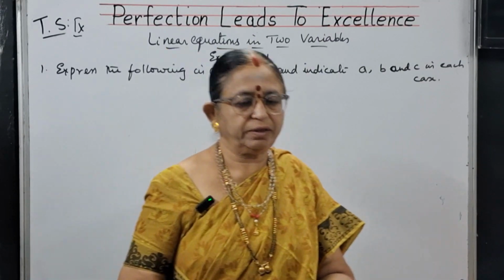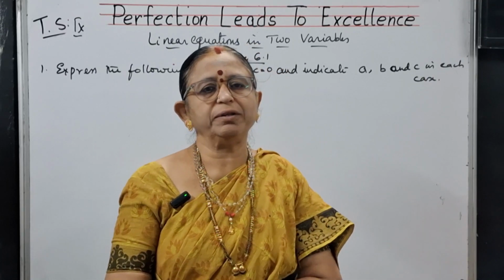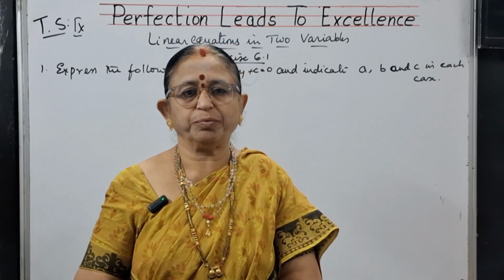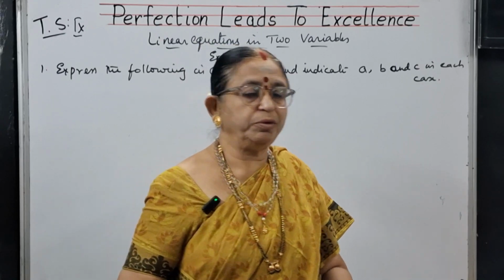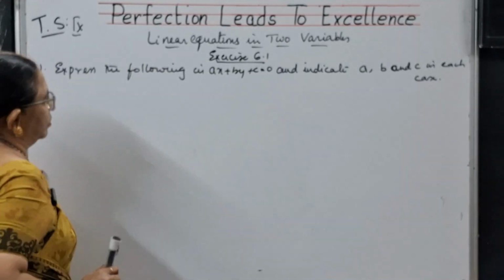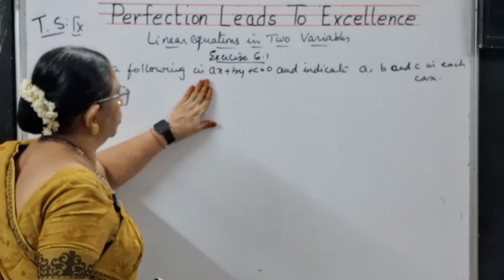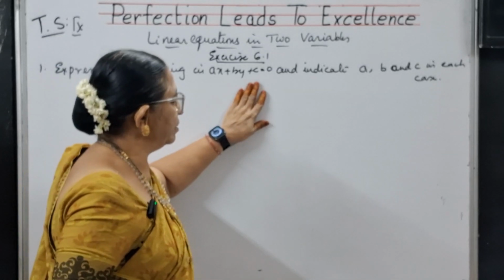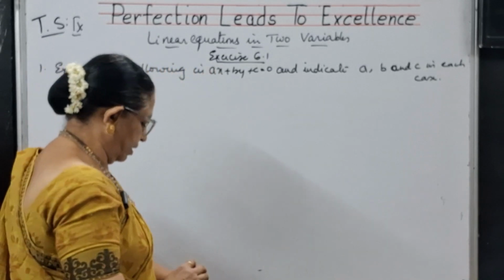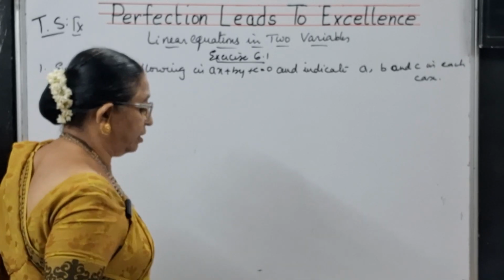Now I am dealing with ninth class maths linear equations in two variables. In the previous class I gave you the introduction and we did some try these problems. Now I am doing exercise 6.1. The first problem of exercise 6.1 is: express the following in ax plus by plus c form and indicate a, b, c in each case.